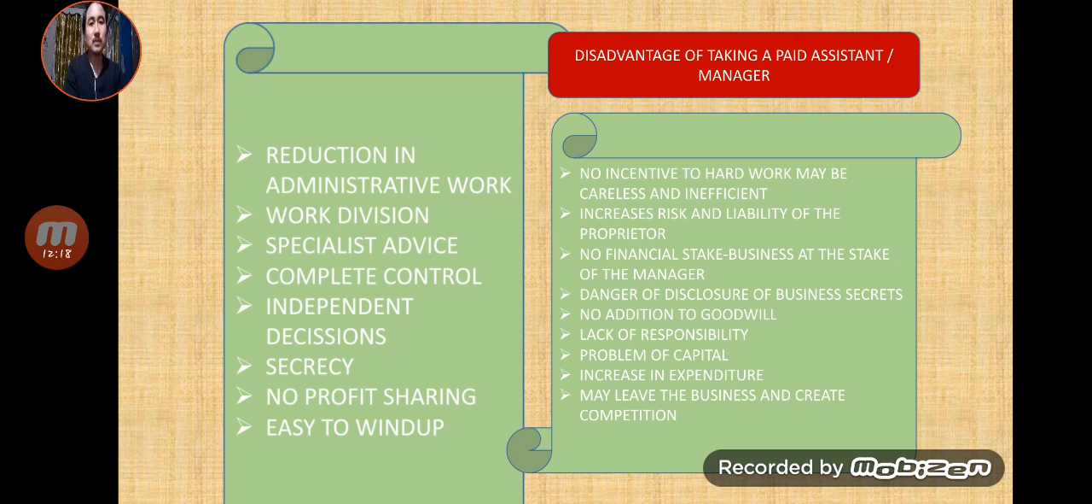So some sole proprietors want to keep a secret business model, or some chef who has started a business, opened a restaurant, wants to keep the recipe secret, and does not want to share it with anyone. So by hiring a manager, he or she can always keep those secrets, and there is no profit sharing. By hiring a manager, that sole proprietor will have to pay salary, but does not have to share the profit, and it is still easy to wind up.